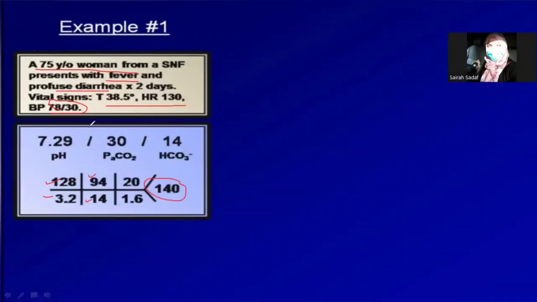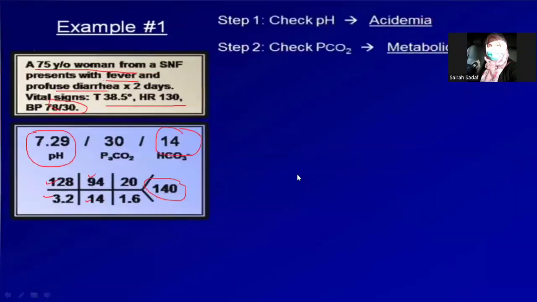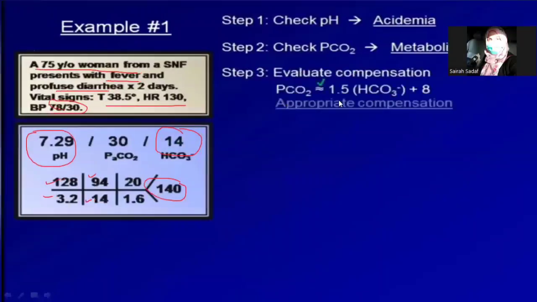Now, first of all, what is this? pH is low. It means patient is in acidemia. Due to what? Bicarb is low. So this is metabolic acidosis. First of all, this is metabolic acidosis. Now you have to see whether this metabolic acidosis is compensated by the respiratory system, so it is fully compensated or not.